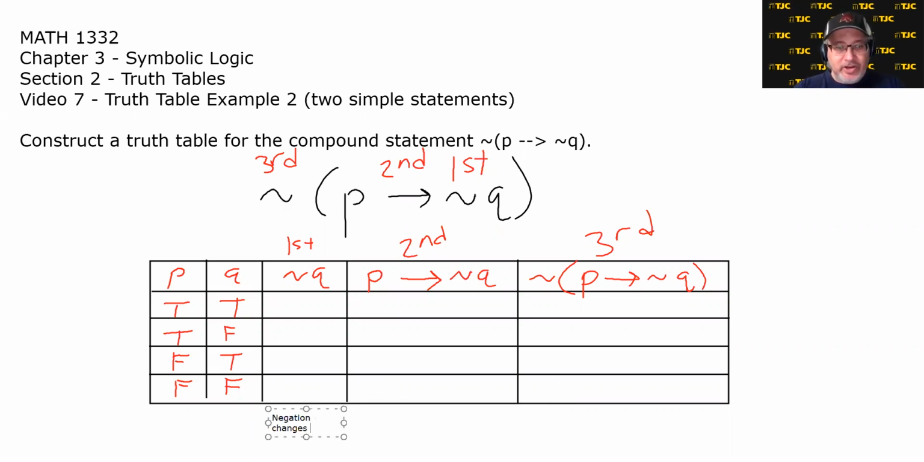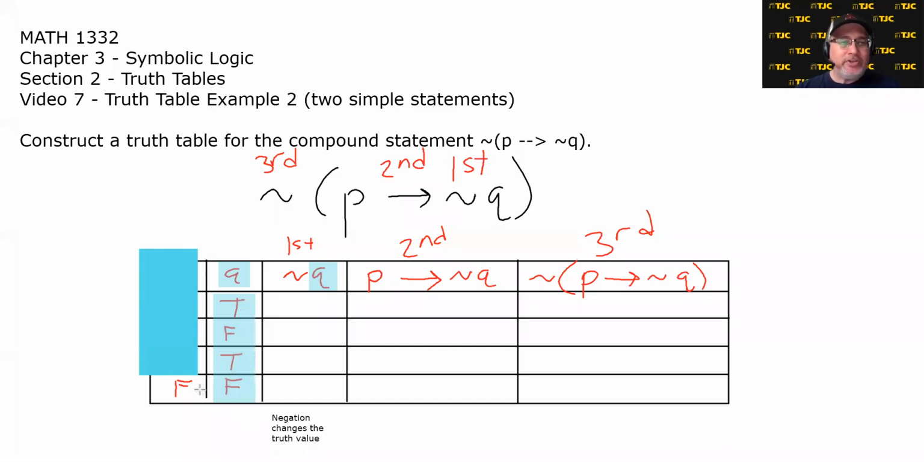Negation changes the truth value. So if it's true, make it false. If it's false, make it true. But which previous column are we going to change the truth values on? Well, who does the negation belong to? The negation belongs to the Q, which means I need to look at the Q's column and do that rule. Now, these columns are right next to each other, so there's really no need to cover up everything else. I'm going to just focus on it. It's like putting on blinders.